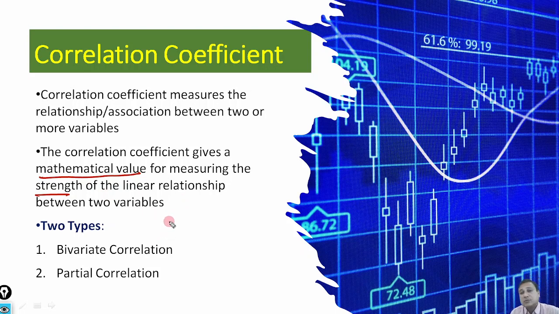Correlation has two types, bivariate correlation and partial correlation. Bivariate correlation measures the strength of association between the two variables, and partial correlation measures the strength of the association between the two variables, keeping other factors constant.